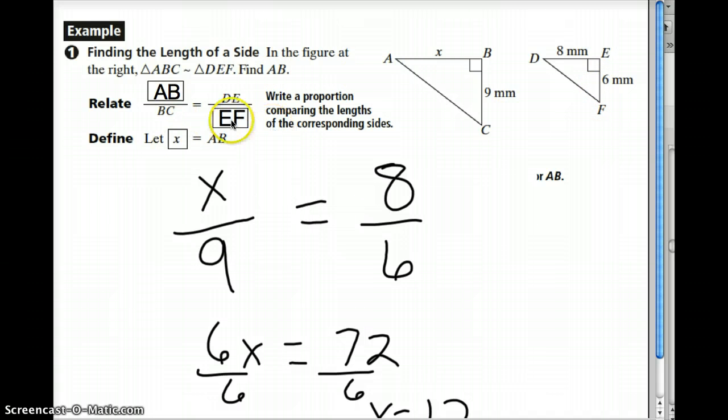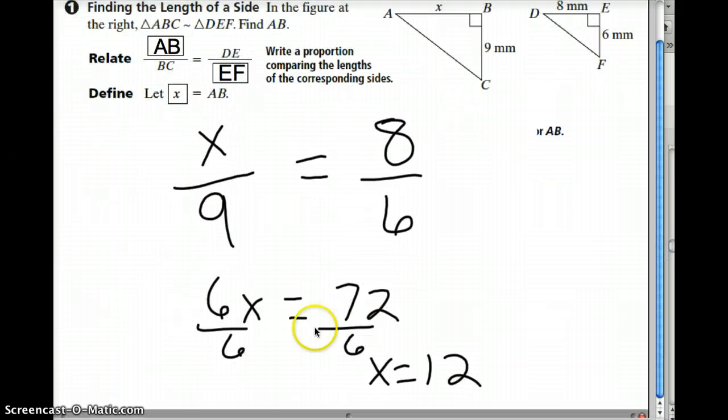Okay, and then we can set this up. We can plug in our information. We're missing x. We have 9 for our BC. DE is 8. CF is 6. So we can use cross multiplication and solve our one-step equation, and we get our missing side to be 12.